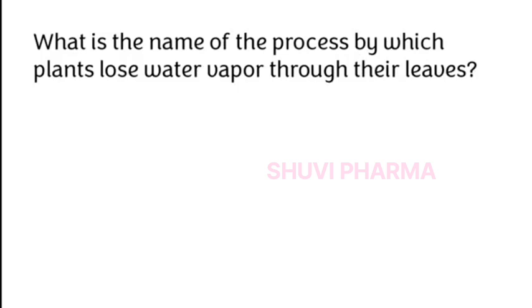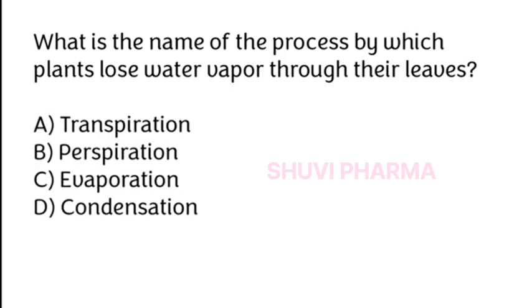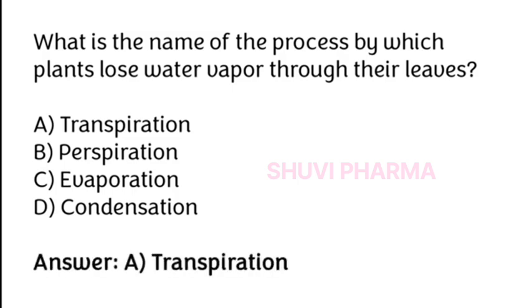What is the name of the process by which plants lose water vapor through their leaves? Transpiration, perspiration, evaporation, condensation. The correct answer is option A. Transpiration is the name of the process by which plants lose water vapor through their leaves.